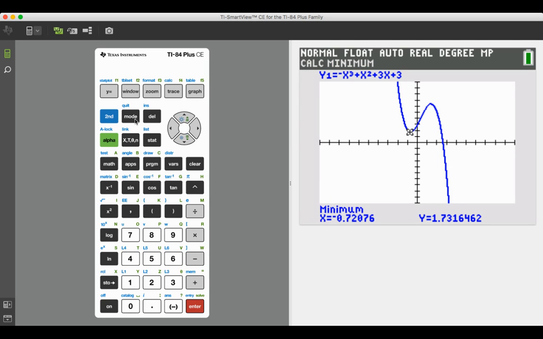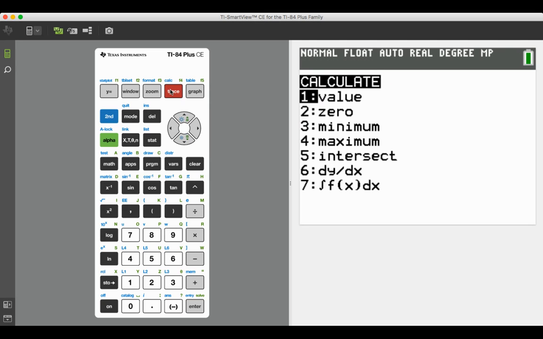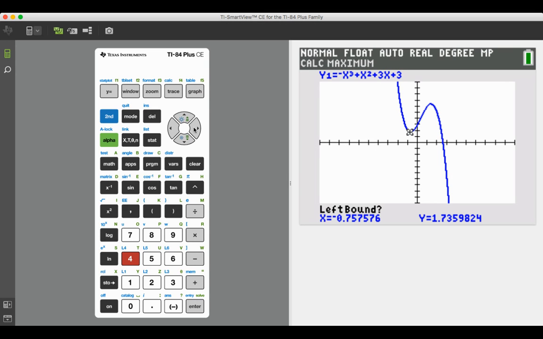We will find the maximum. So to find the maximum, go to second, trace, go to number 4, and let's go to the left of the maximum. So that is definitely to the left of it. And now let's scroll over to the right of the maximum. That's definitely to the right of the maximum. Bars are drawn, hit enter again. There's the maximum. So this is the answer to part D on number 2, 1.39, 6.42.